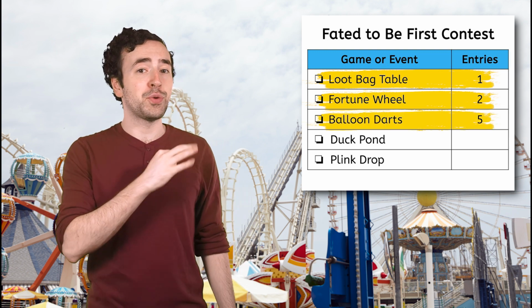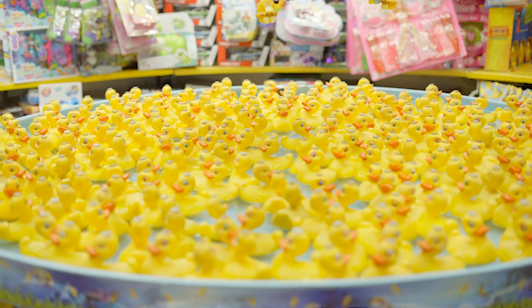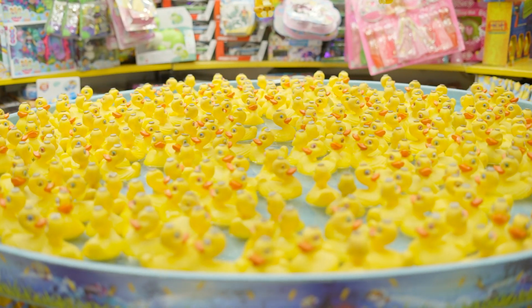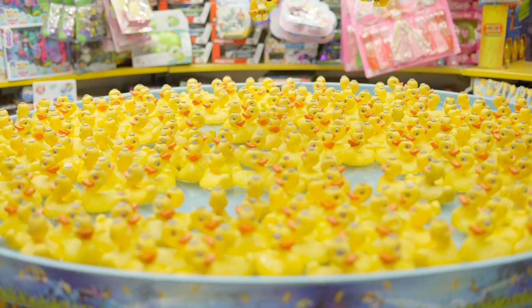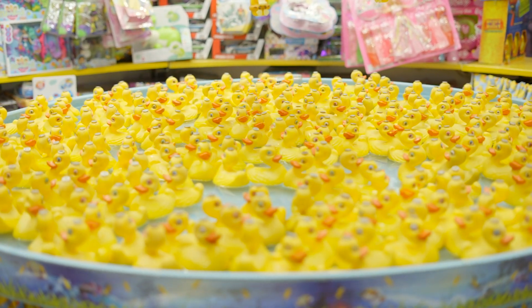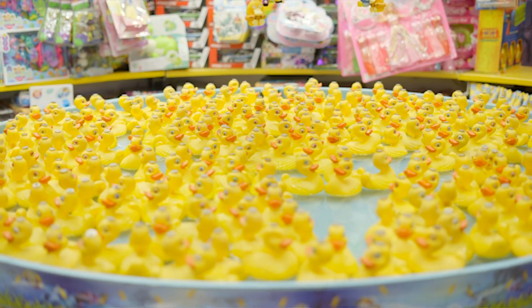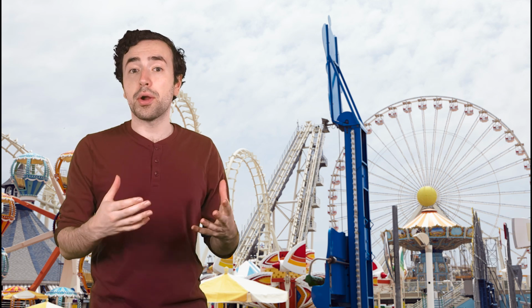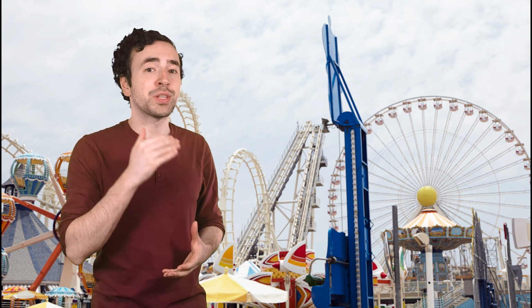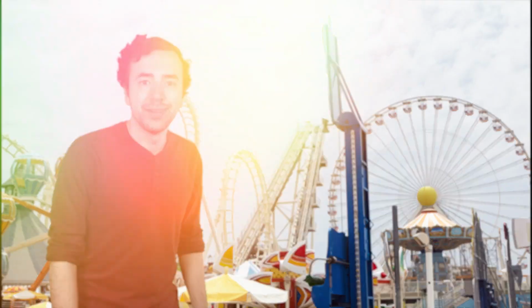I am just about to head over to the next contest game, the duck pond. They have these mini ponds with tons of rubber ducks floating in the water. The game is to catch a duck using a magnetic fishing pole. Then the bottom of each duck is marked to indicate how many entries it's worth. What are we doing here? Let's go.